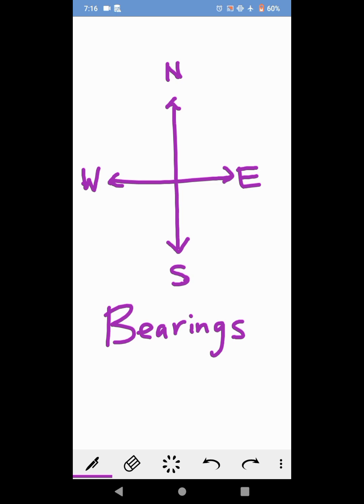An object can be on an angle of 90 degrees. That means the angle is due east. So here is 90 degrees. An object might be on a bearing of 180 degrees, which is due south here, or 270, which is here at the west. Okay, an object can also be at 360 degrees, which is here.